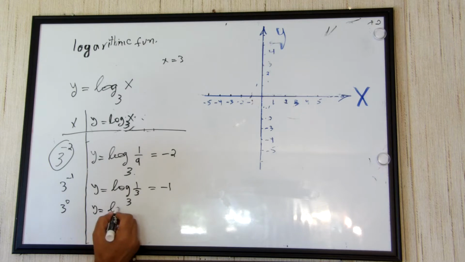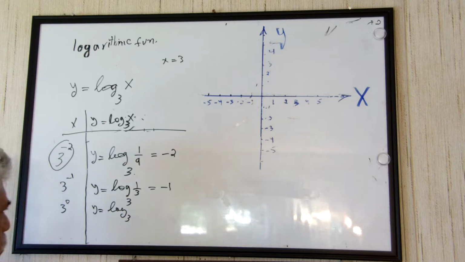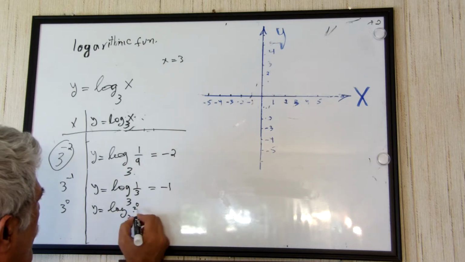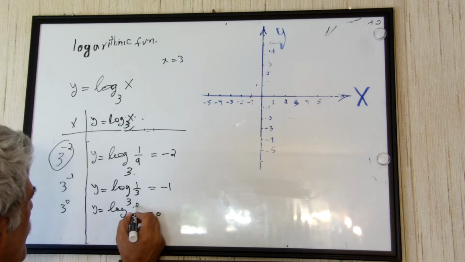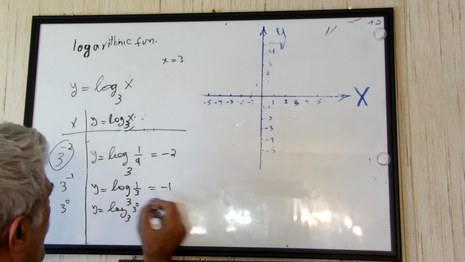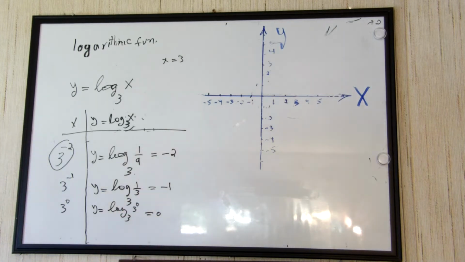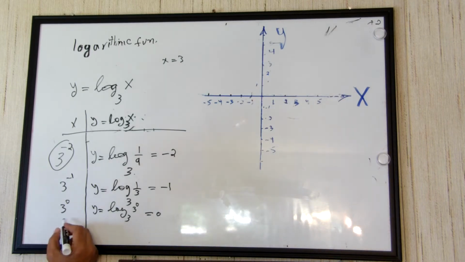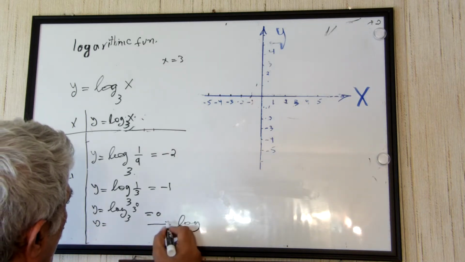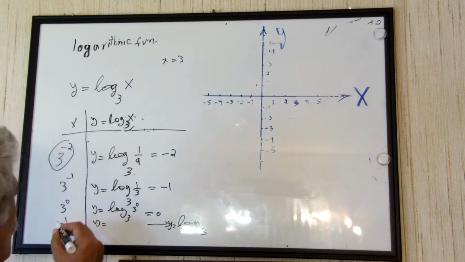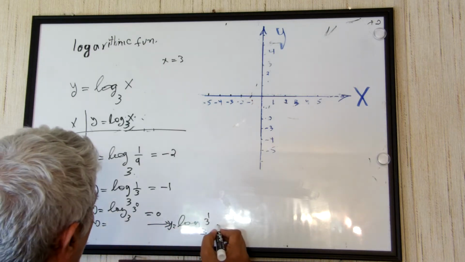And then we say 3 to the power of 0. Y is equal to log of 3 to the power of 0. This is actually the result of raising the base to this power, and it gives this one, as we talked about earlier. Then we say 3 to the power of 1. Y is log of 3. So what is 3 to the power of 1?